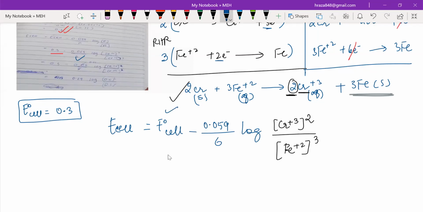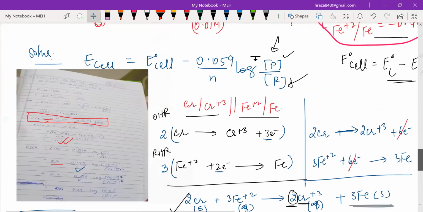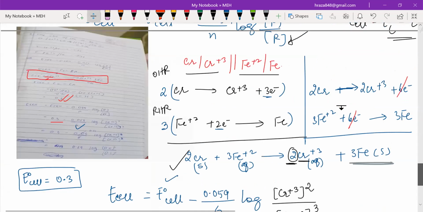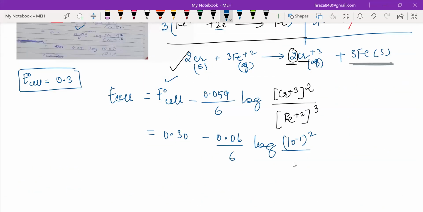You know the value of this, which is 0.30, and this will be written as 0.06. Now you can see Cr plus 3 has a value 0.1. So can I write 0.1 as 10 raised to the power minus 1? Yes. And this is 10 raised to the power minus 2. I want you to solve it. 10 raised to the power minus 1 raised to the power 2, and 10 raised to the power minus 2 raised to the power 3. I want you to solve it. Okay, sir.